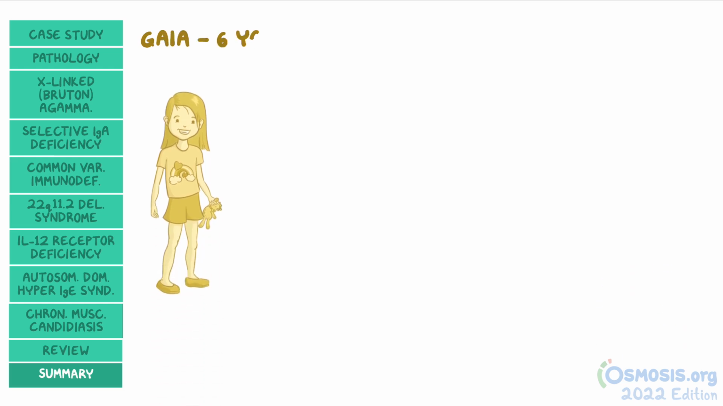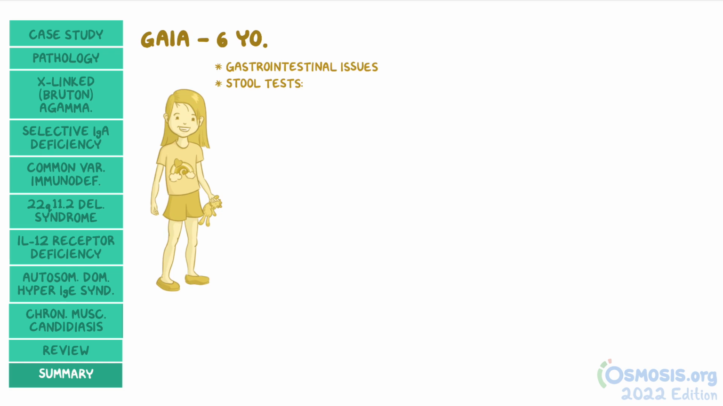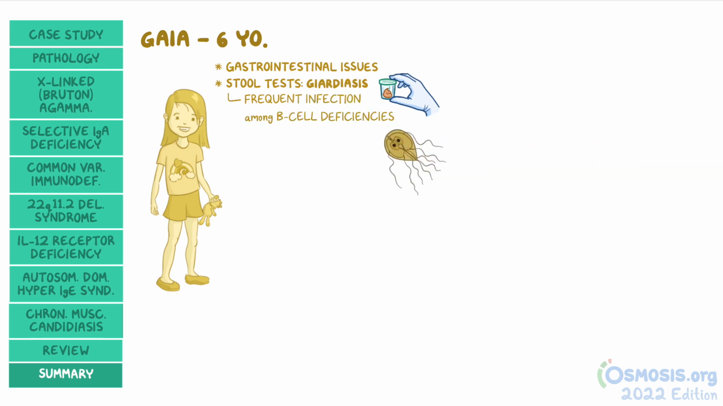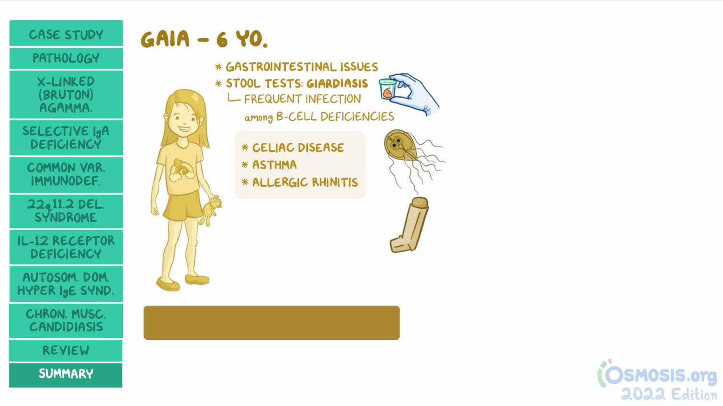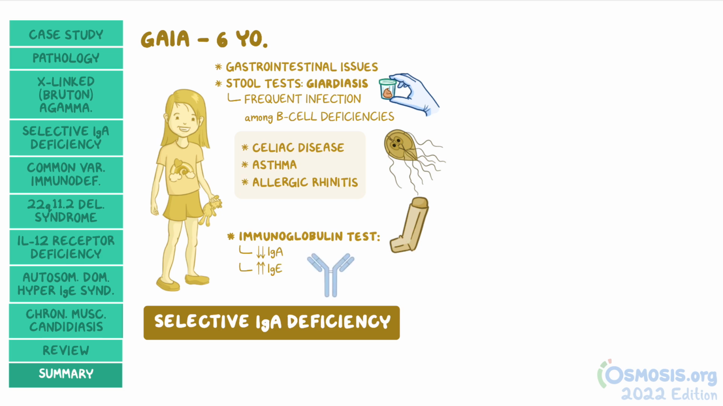Okay, back to our cases. Gaia is a 6-year-old girl that has gastrointestinal issues, and her stool tests reveal that she had giardiasis. This is a very frequent infection among those with B-cell deficiencies. Gaia also suffers from celiac disease, asthma, and allergic rhinitis, which combined should make you think of selective IgA deficiency. The final clue is her immunoglobulin test, which shows low IgA and increased IgE levels.